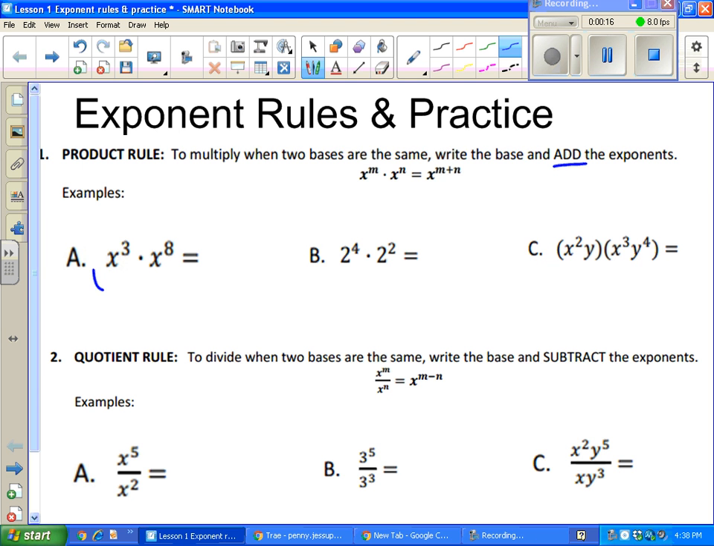So this means x times x times x, 3 times. This means x times x times x times x, 8 times. So by the time you think of the 8 times and the 3, you end up adding exponents and you're going to get x to 11. So that's x to the 3 plus 8, which is x to the 11th. Final answer. All right, 2 to the 4th times 2 to the 2nd.